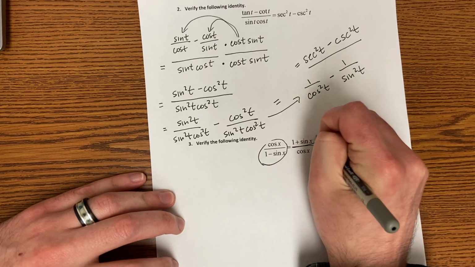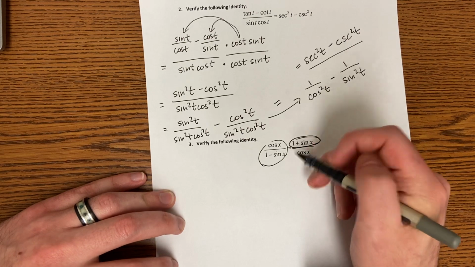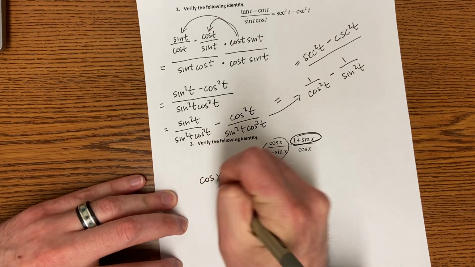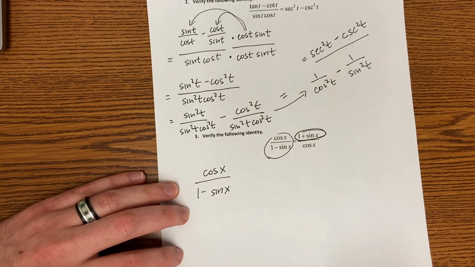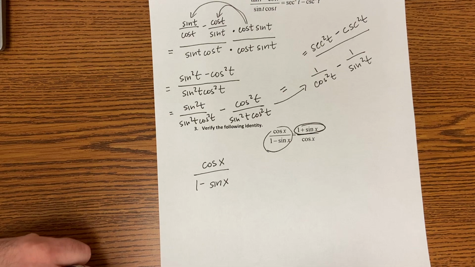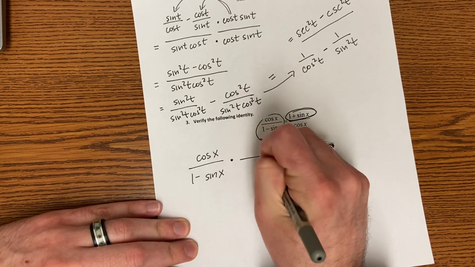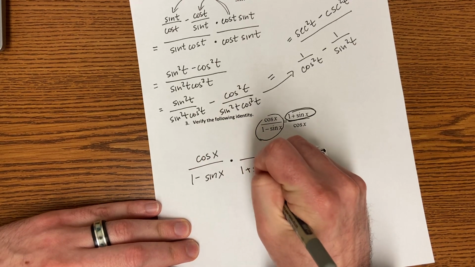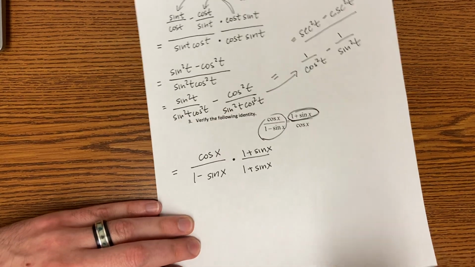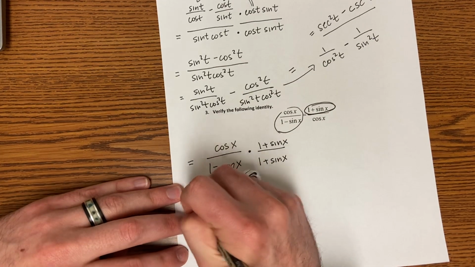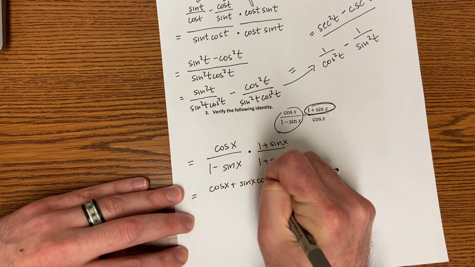Now you'll notice, you see this 1 plus sine x, and you don't see it anywhere here. This is because this one kind of requires a strategy to recognize how you turn a relatively complex denominator into a simple one, and that is multiplying by the conjugate. So the conjugate of 1 minus sine x is 1 plus sine x, and if you multiply both the numerator and denominator by that same thing, and you distribute, you'll get cosine x plus sine x cosine x.